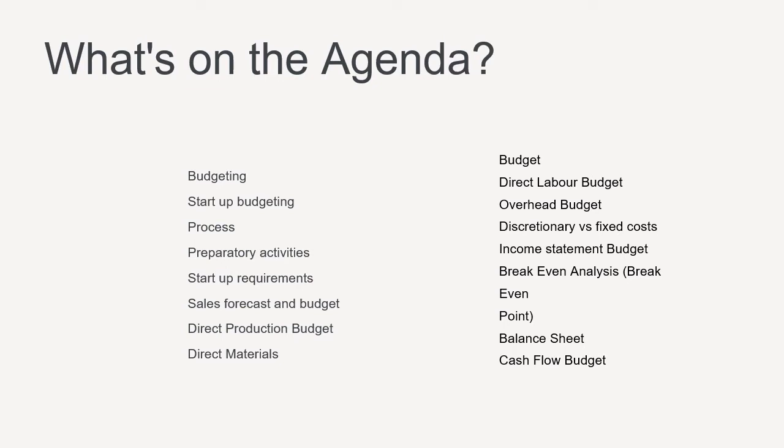Different types of budget: direct production budget, direct materials budget, direct labor budget, overhead budget, and important definitions like discretionary versus fixed costs, break-even analysis, break-even point. We may also see examples of budget formats that will help us in drafting a possible cost framework.